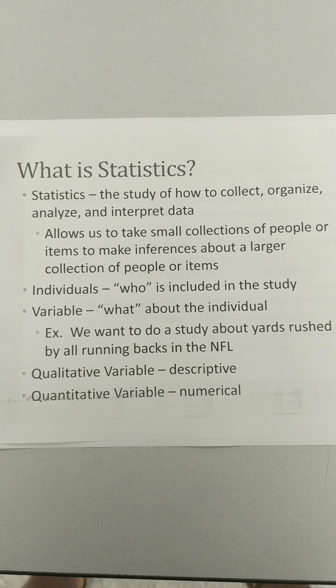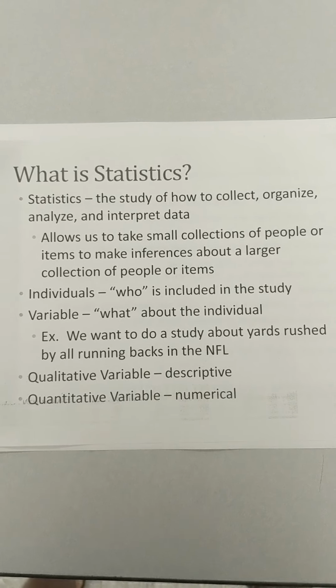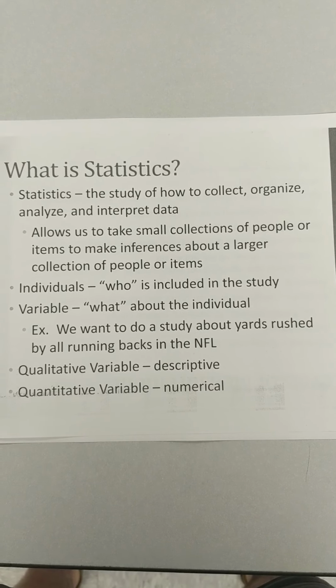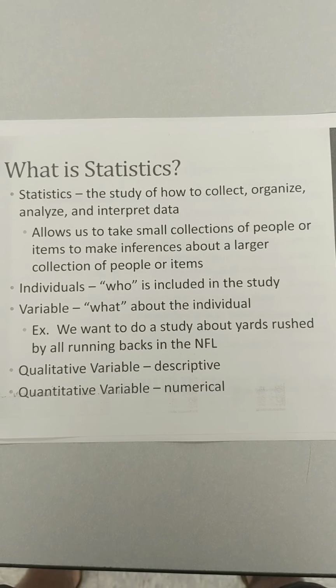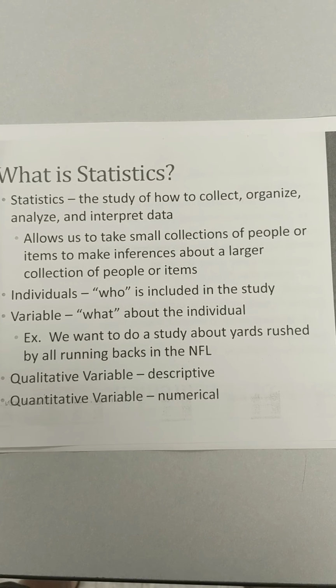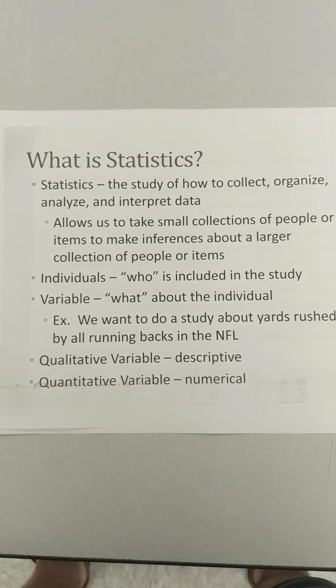Within studies and surveys, you have individuals, that's the who that's included in the study, and then the variable is the what. So for example, if we want to do a study about yards rushed by all running backs in the NFL, the who in this case are all the running backs, and the what is the amount of yards rushed. So just in that little statement, we have both an individual and a variable.